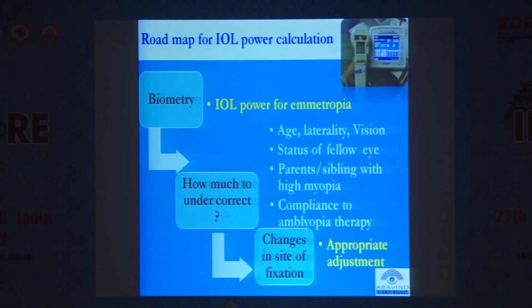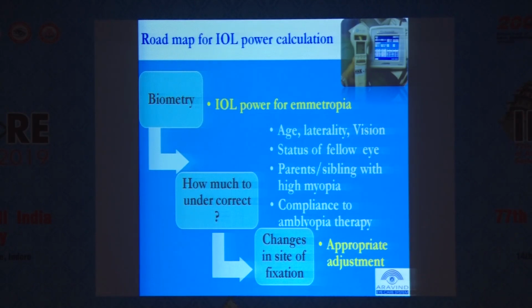Based on the vision: if a child is expected to have dense amblyopia, if the vision is low, we would expect the child to comply very little with amblyopia therapy. So it is better to aim for an undercorrection that gives a lower amount of hyperopia or almost emmetropia. The child in the initial treatment years will comply better with amblyopia therapy. Later on, if the child develops myopia, late myopia can be managed. Then based on the fellow eye, whether it is pseudophakic or phakic, based on the refractive status, we can plan the undercorrection of the operating eye.